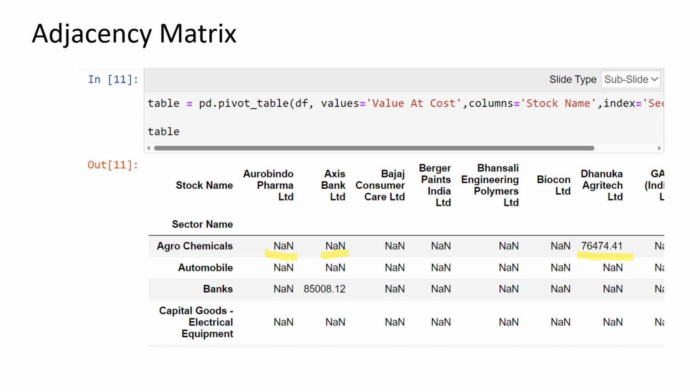So in this case, in Axis Bank, the bank, it has an investment of 85,000, so it will display 85,000. In Dhanuka Agri company, the investment is 76,000, so it will write 76,000. And the rest of the blank fields will be NaN, not a number.